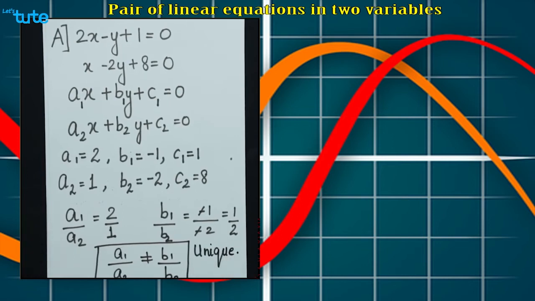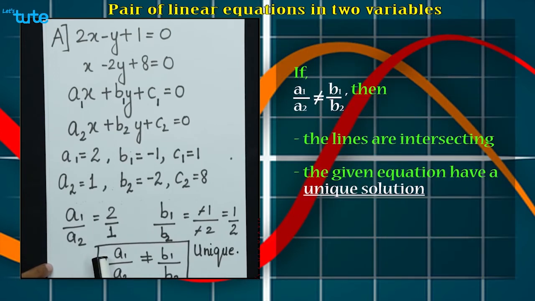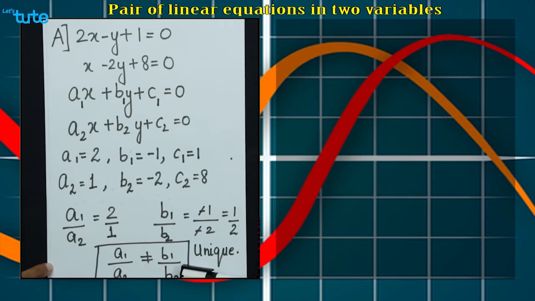So here we have learned that any set of equations which give you a unique solution can be obtained if the coefficient of x of the first equation divided by the coefficient of x of the second equation is not equal to the coefficient of y of the first equation divided by the coefficient of y of the second equation.